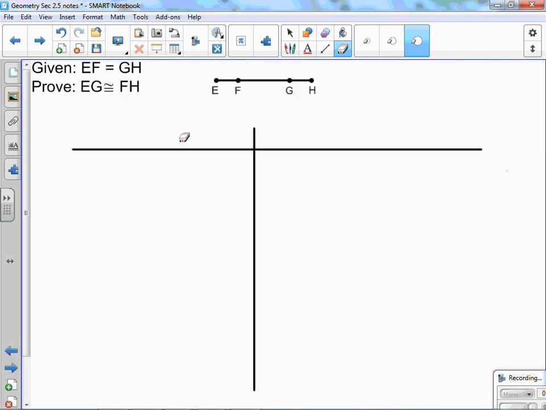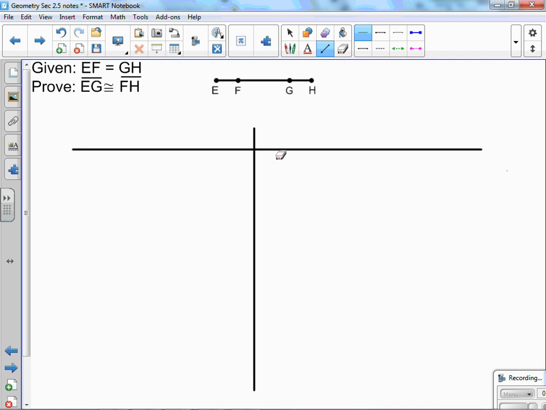All right, so here we have a proof we want to do. It says given the length of EF equals the length of GH, prove that EG is congruent to FH. That should actually have little segment markers over those: segment EG and segment FH. Since we have a congruence there, we need to write them as segments, not as lengths. So I want to prove that the segment from E to G is the same as from F to H.